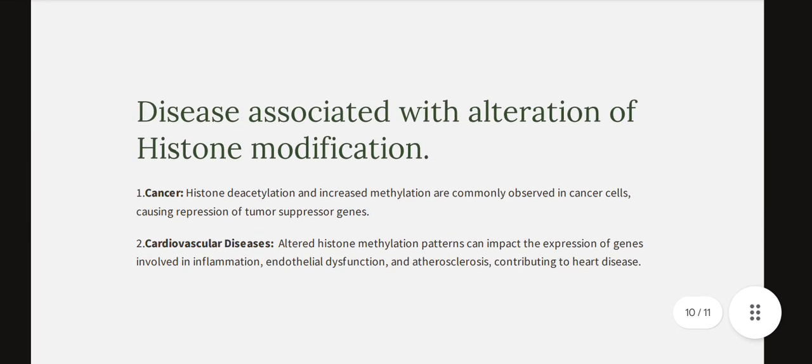Also, there are diseases associated if these modifications are not done properly. The two major diseases which I came across are cancer and cardiovascular diseases. In cancer, histone deacetylation and increased methylation are commonly observed, causing repression of tumor suppressor genes. As tumor suppressor genes are repressed, this allows multiplication of tumor cells, which is not fruitful.